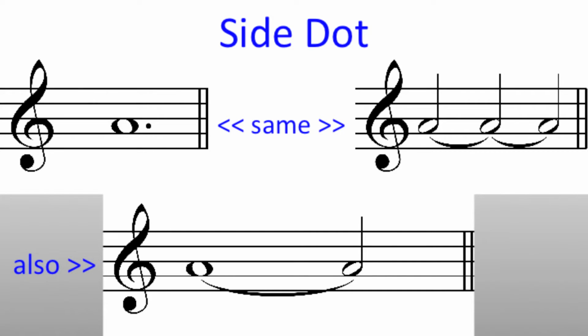The side dot is a rhythmic shorthand symbol that increases the duration of a note by 50%. A dotted note is like a tie between 2 notes of the same pitch, the second of which is precisely 1/2 the durational value of the first. All these examples thus sound identical to the previous slide.